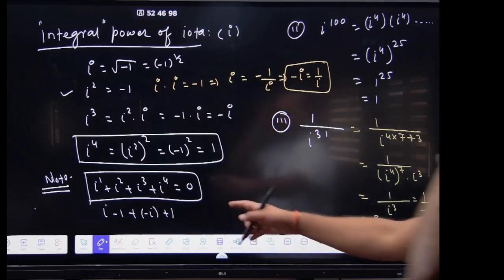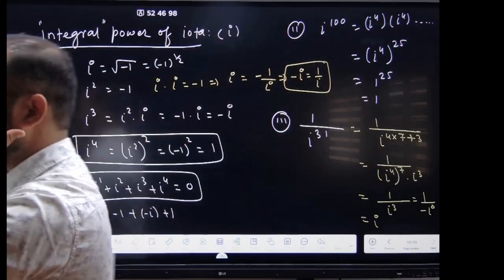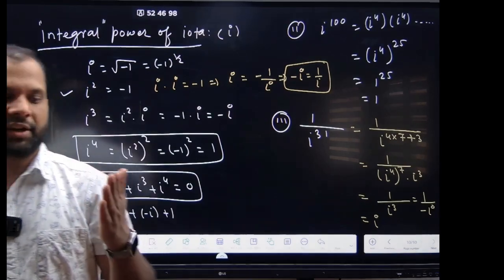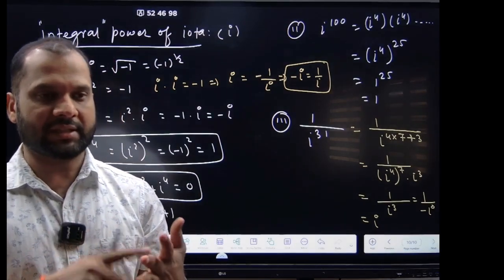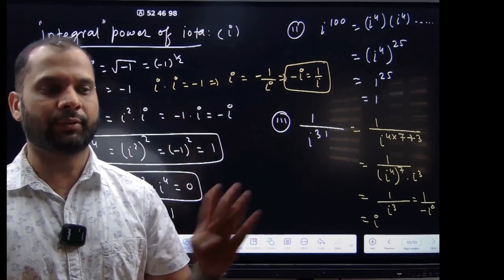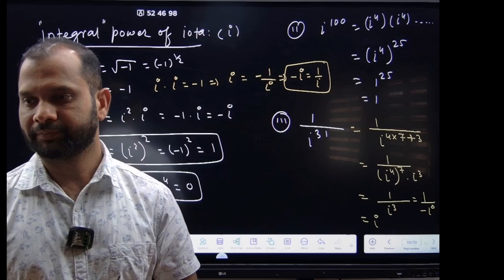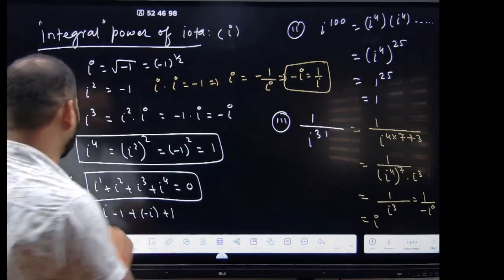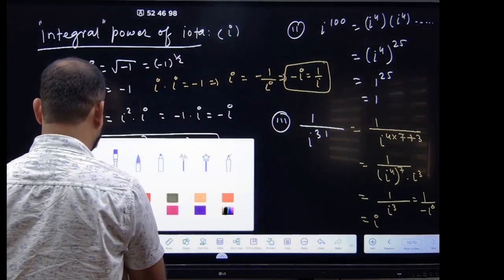Correct? So i square, i cube, i to the power 4. It's not only i to the power 1; let it start from 15, 16, 17, 18. If you have 4 consecutive powers, it is going to be 0. So this is the first property. The second one I am writing here.